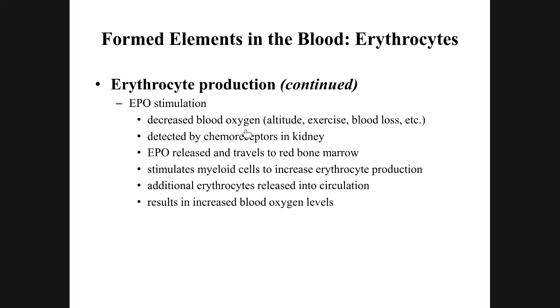Decreased blood oxygen. So if you go higher in altitude, if you exercise too much, if you're losing blood, right? It's detected by these chemoreceptors in the kidneys. EPO is released, goes to the bone marrow, and it triggers the myeloid stem cells to produce more of these RBCs. Okay.